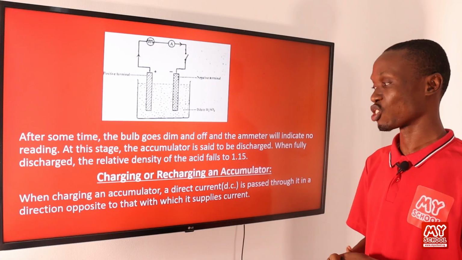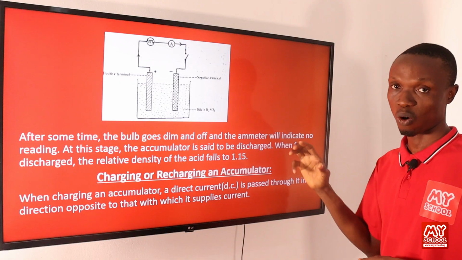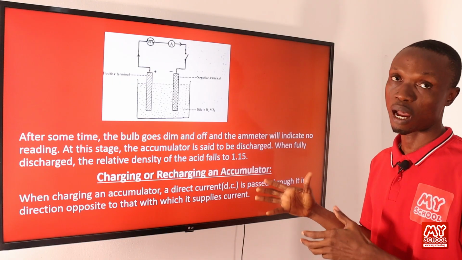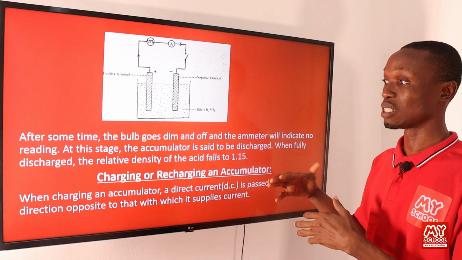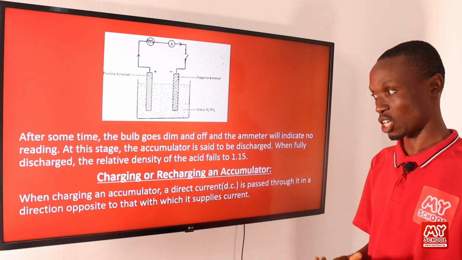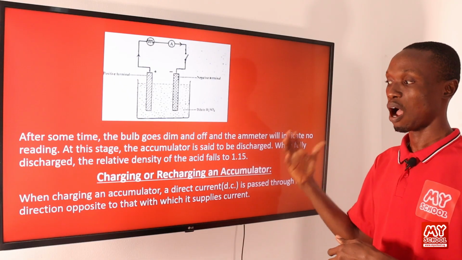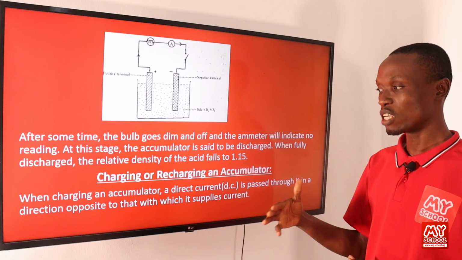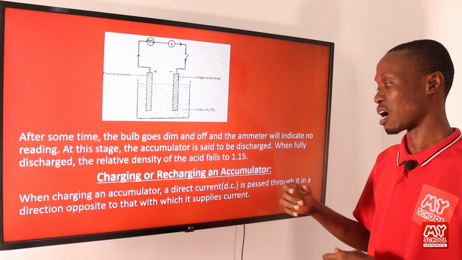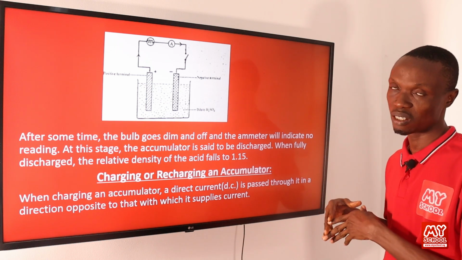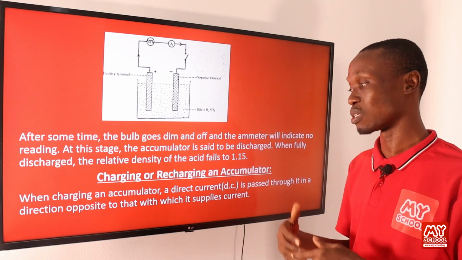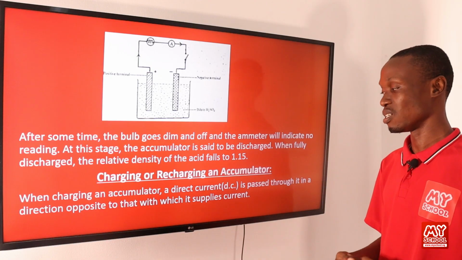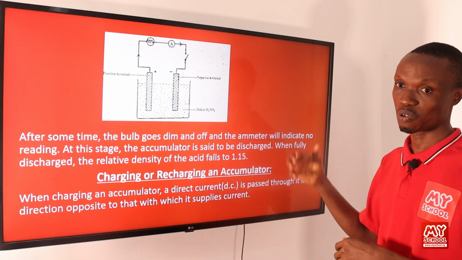Now let's talk about charging an accumulator. When an accumulator is discharged or is depleted, it can be recharged. Now I want to describe how you can charge the accumulator. When charging an accumulator, a direct current is passed through it in a direction opposite to that with which it supplies current. Let's move to the next slide.